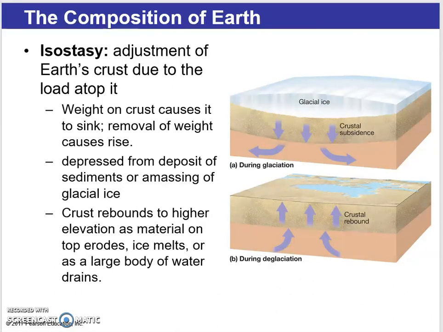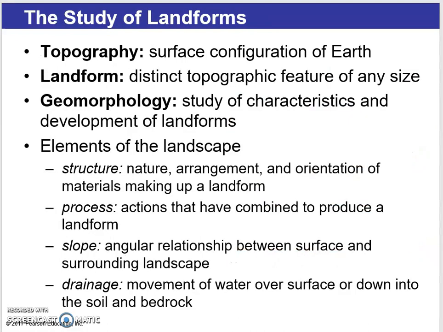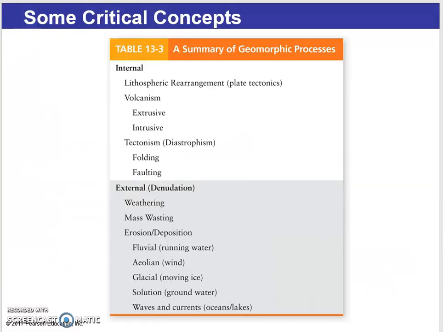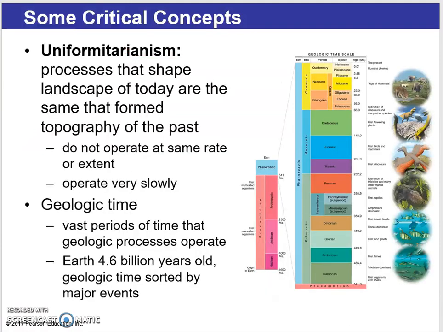Isostasy, adjustment of Earth's crust due to the load atop it. So essentially we have pressure moving the plates downward, causing more force. Topography, the surface Earth's configuration; landform, a distinct topographic feature. The study of the characteristics and development of landforms we call geomorphology, which is really a big focus of this class. Relief, we actually see the change in elevation. We see geomorphic processes, internal and external, occurring within the Earth. Here are some samples of internal and external. I encourage you to spend a little more time with that.